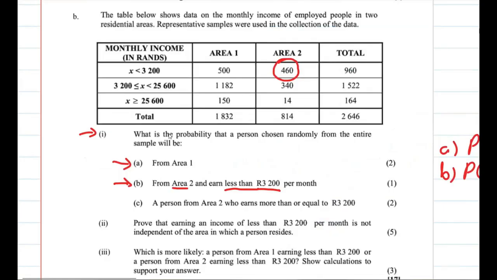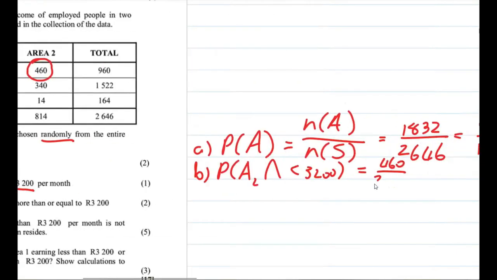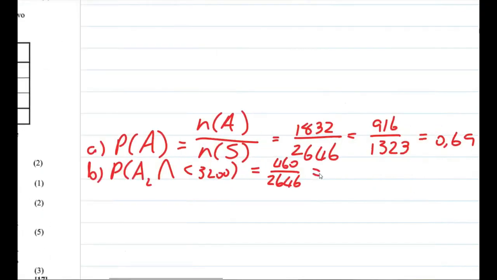No, because why not? Because they're saying that you're choosing a person at random. In other words, all of the people here are in front of you. So how many people are in front of you before you close your eyes? 2,646. Good. Let's go and simplify that. Give me the fraction.